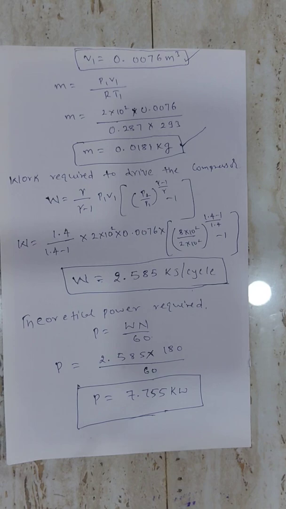And the theoretical power is P is equal to Wn by 60. That is, we know the work done and we know the speed, and therefore the power will be 7.755 kilowatt. Okay, this is the problem.